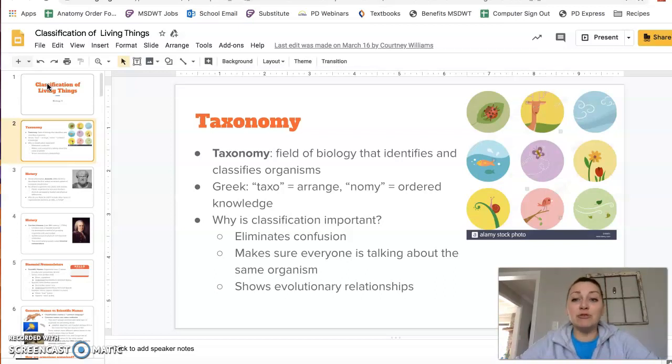We can also see evolutionary relationships when we use taxonomy. When we look and say that, okay, they are in the kingdom animal, right? And then going into the next folder, they're in mammal, and then this one, and then this one, and then this one. All of those folders being the same shows evolutionary relationships.